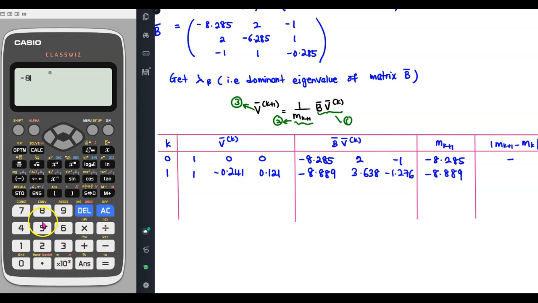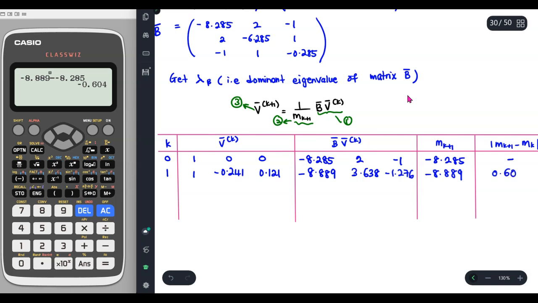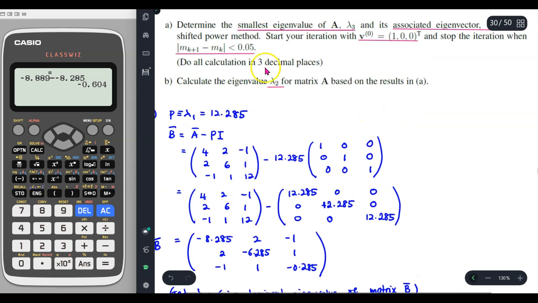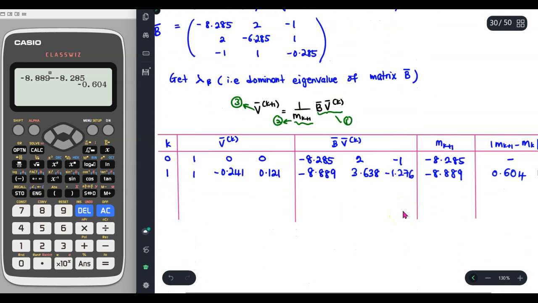So negative 8.889 minus negative 8.285. Okay, so take the absolute of this. So you have 0.604. All right, so this one is still greater than the given epsilon in the problem, which is 0.05. So it means we need to proceed, but up to this stage here, we are currently at this step here.